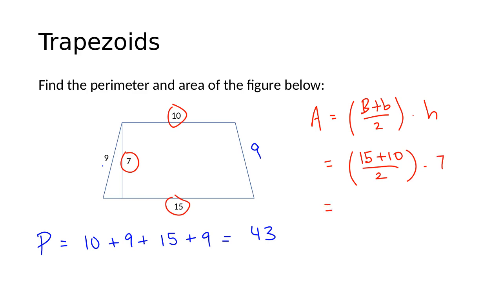So here I have 15 plus 10, that's 25 over 2 multiplied by 7. And so that's 12.5 multiplied by 7. And so the area of this trapezoid is 87.5. Again, we don't know what the units are. Could be square feet, could be square yards, could be square centimeters. But we do know that the area of this figure is 87.5.